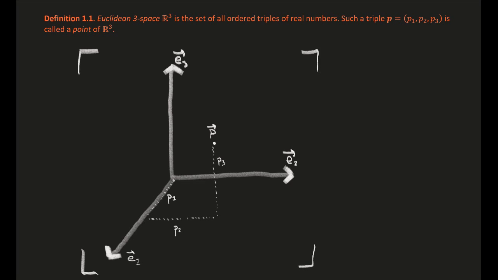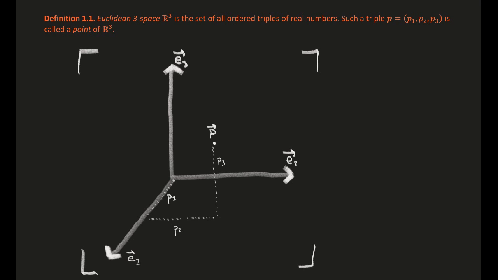This is James. Let's talk about Euclidean space. Definition 1.1 from section 1.1 of chapter 1 of Barrett O'Neill's Elementary Differential Geometry defines Euclidean 3-space, R3, as the set of all ordered triples of real numbers. So such a triple, for example this bold script P, can be written as the ordered triple P1, P2, P3, and this triple is what we call a point in R3.